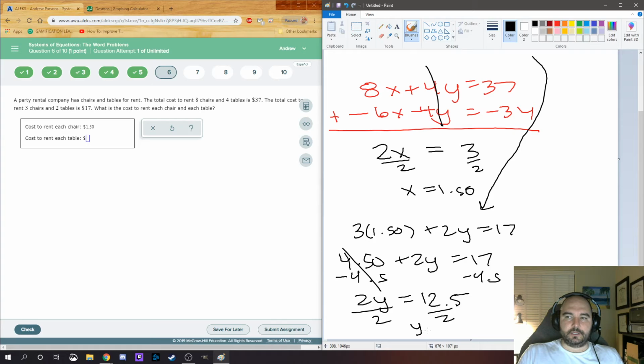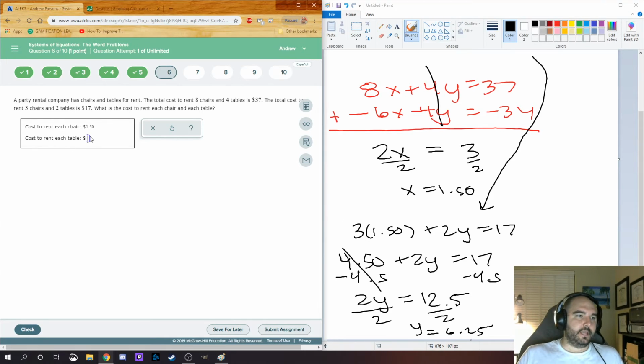Then I divided by 2. And I got space this time, I guess. Y equals 6.25. So the cost to rent a table is a bit more than a chair, which seems to make sense. I would agree that's probably the case, right?